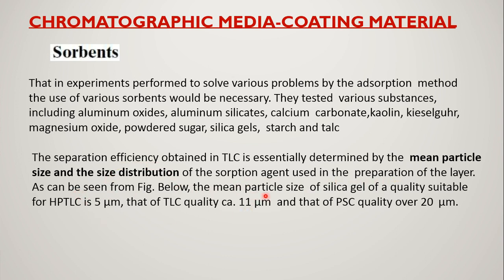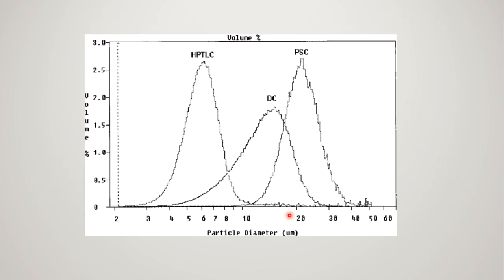For the particle size of silica gel, an example is taken: silica gel of a quality suitable for HPTLC, meaning high performance thin layer chromatography. The particle size is very low, around 5 micrometer. This is the average particle size of this silica gel material, 5 micrometer, and for TLC it is almost 11 micrometer, and for PLC it is over 20 micrometer, as shown in the following diagram.